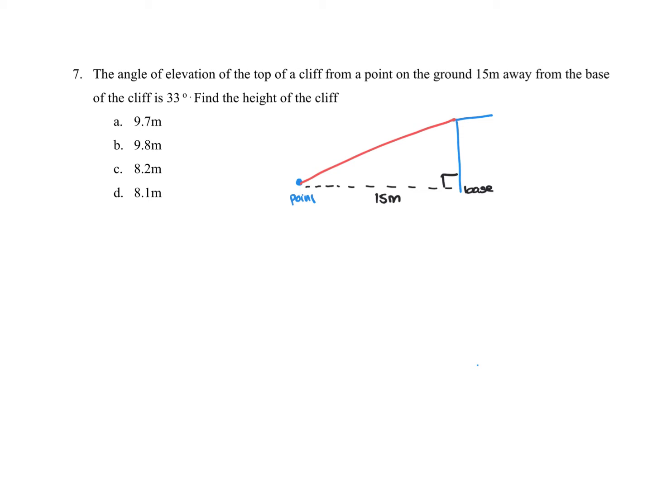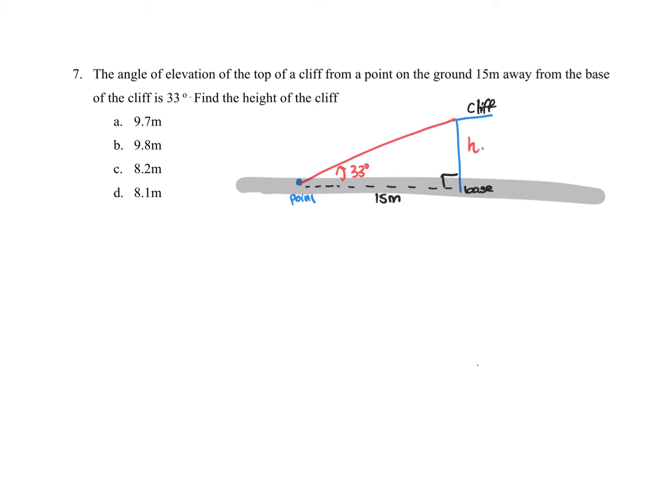Now when they say elevation always is going from the horizontal line. So there's the horizontal line. So when they say elevation, that is 33 degrees. So when they want to find the height of the cliff. So this was the cliff over here. So we're going to say find height.